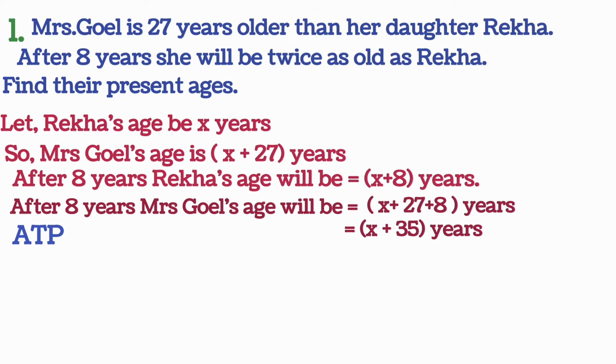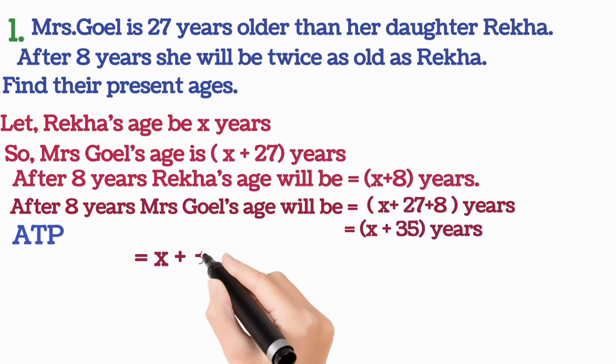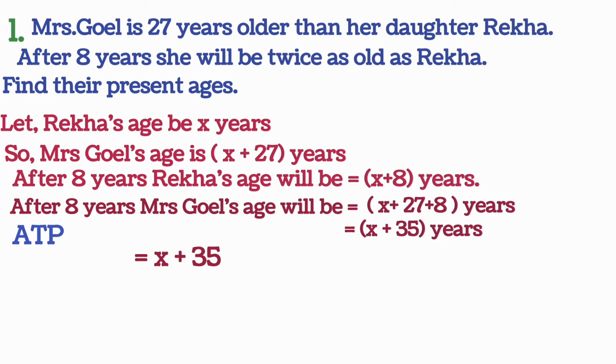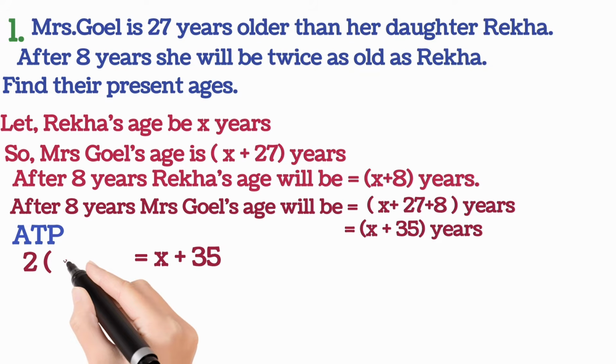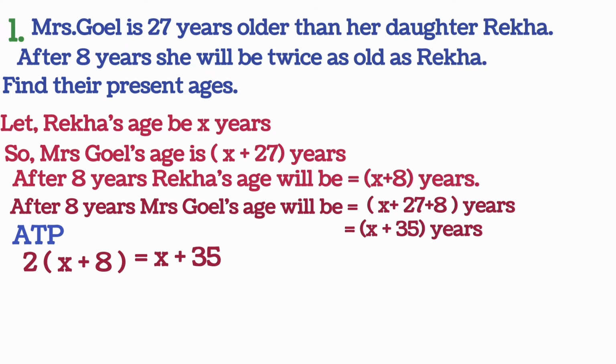Now according to the problem, after 8 years she will be twice as old as Rekha. So first I am writing Mrs. Goel's age, that is x plus 35. It is equal to twice Rekha's age, so 2 into x plus 8. Now it has become a simple linear equation in one variable, so you can solve it.